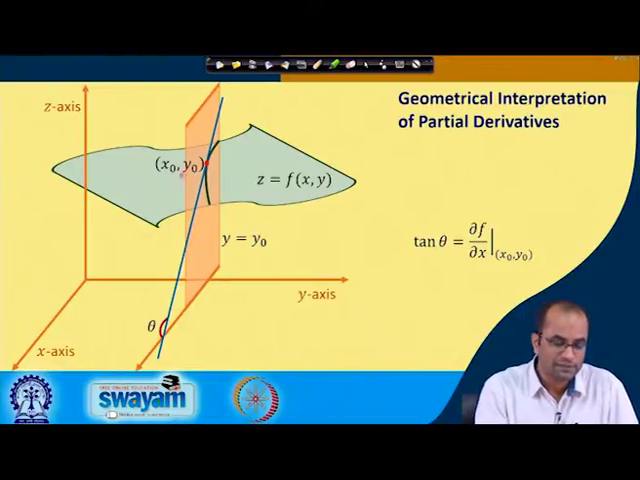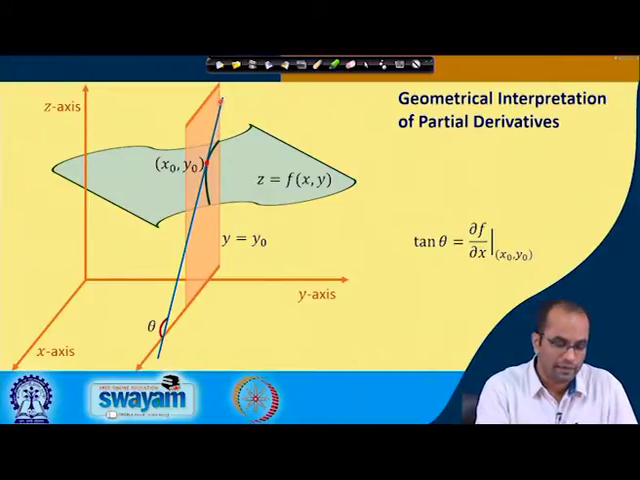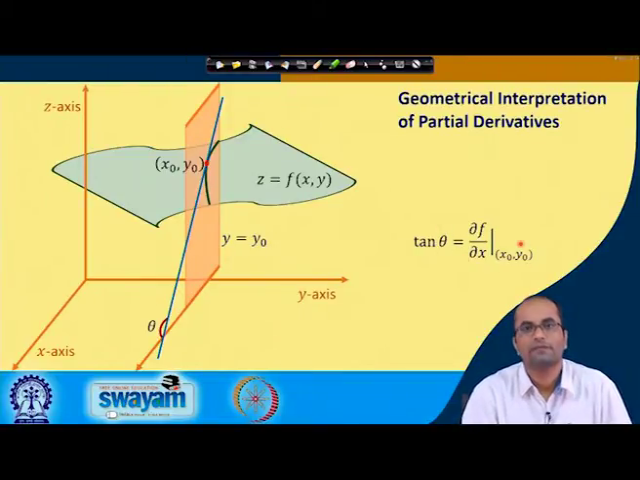The only difference is that because we have fixed this y, so y is equal to y naught, if we cut this surface by this plane, then we will get a curve, and then we are again back to the one dimension case, and the geometrical interpretation is the same: the tangent of this theta is equal to the partial derivative of f with respect to x at this point x naught, y naught.